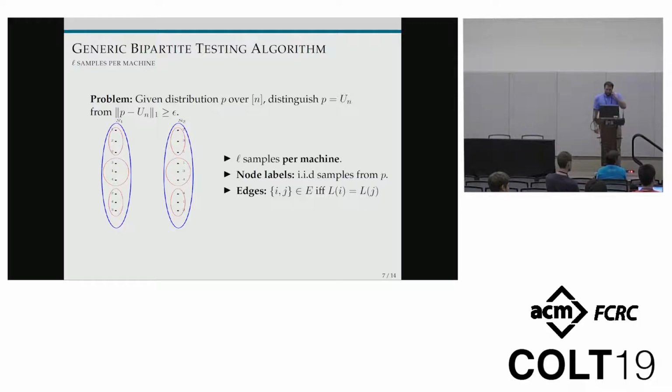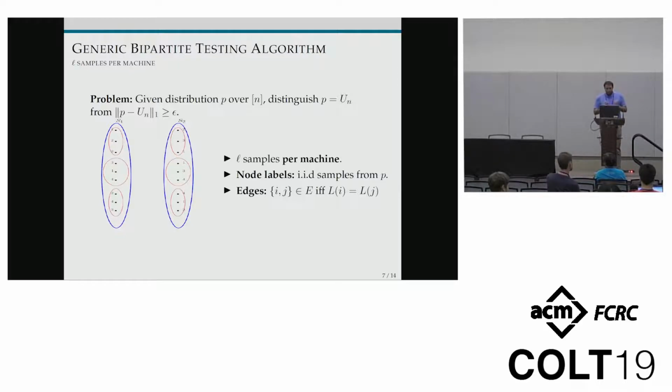Let's now take a step back, having this model in the back of our heads, and see how an algorithm for solving this uniformity testing problem might look.